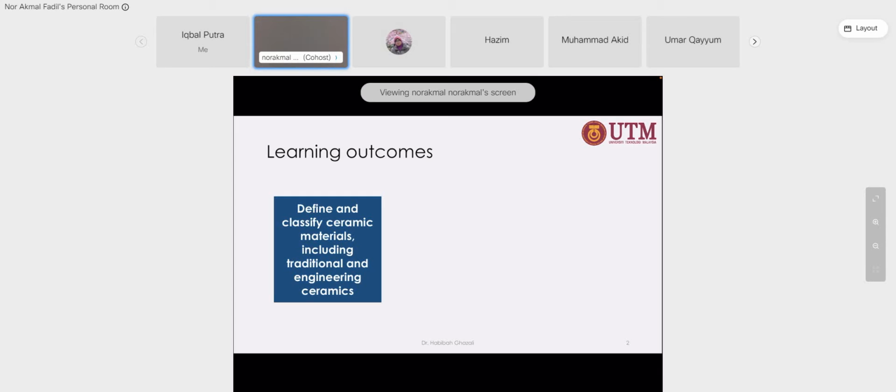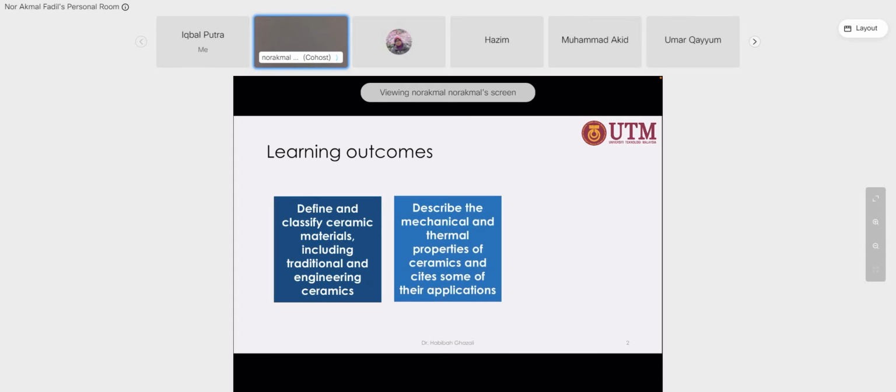The learning outcome of this first lesson is you should be able to define and classify ceramic materials, including traditional and engineering ceramic. The lesson number 2 is describe the mechanical and thermal properties of ceramic and cite some of their application. Describe processing method for ceramic. Okay, a little bit on processing. The processing process is very much different compared to metals.